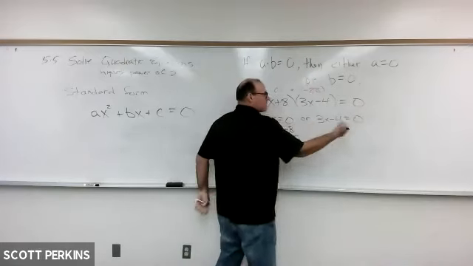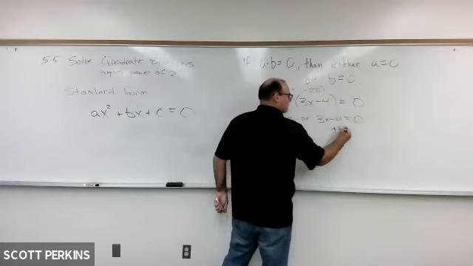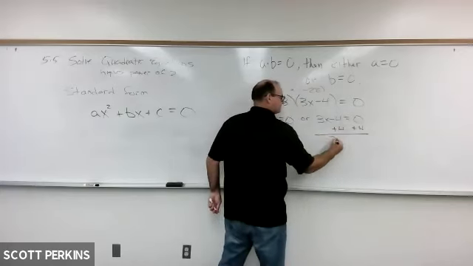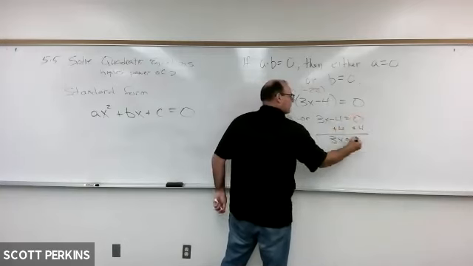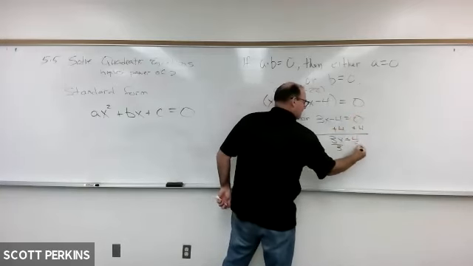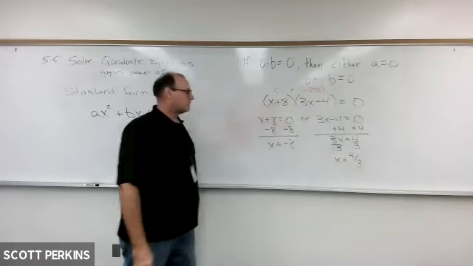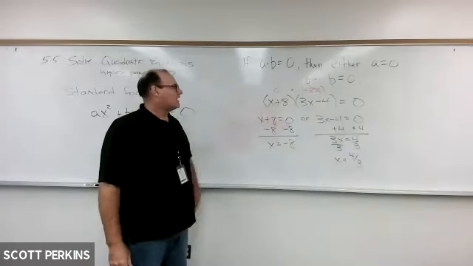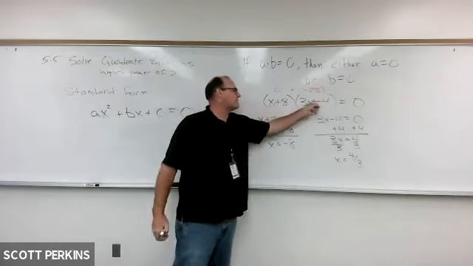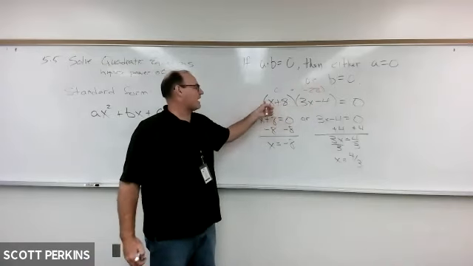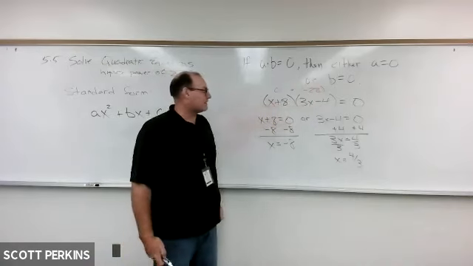Same thing here, although this one's going to turn out to be a fraction. I'm going to add 4 to both sides. 0 plus 4 is 4. Divide by 3. And I get 4/3. There's my other solution. And you're welcome to plug that in. 4/3 makes this 0, makes this 9 1/3. 0 times anything is 0.